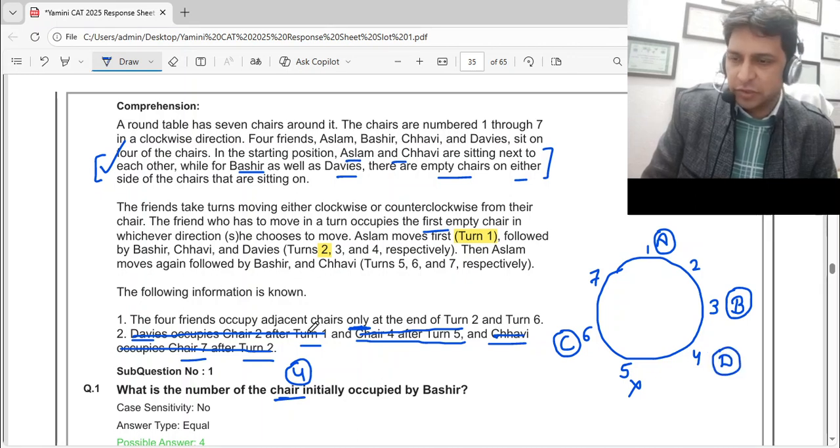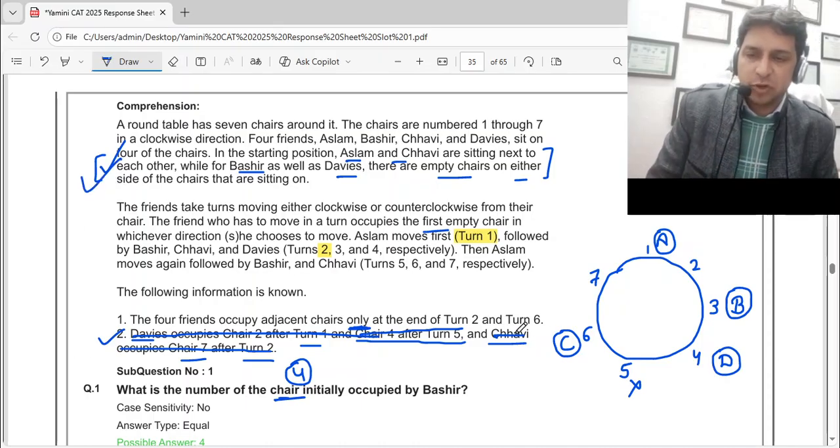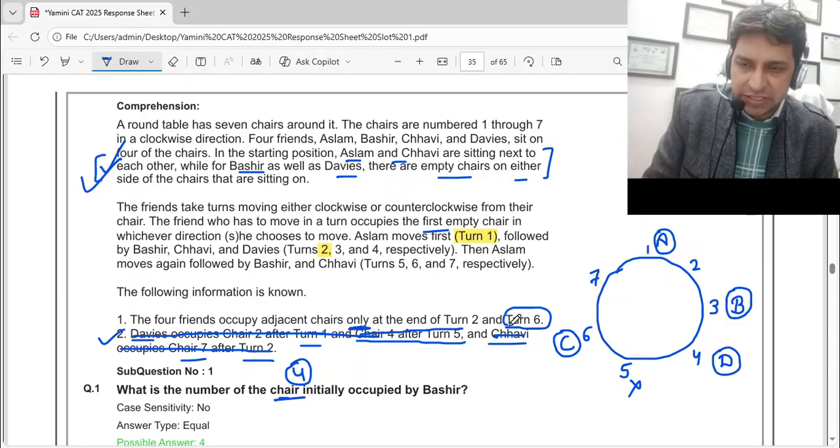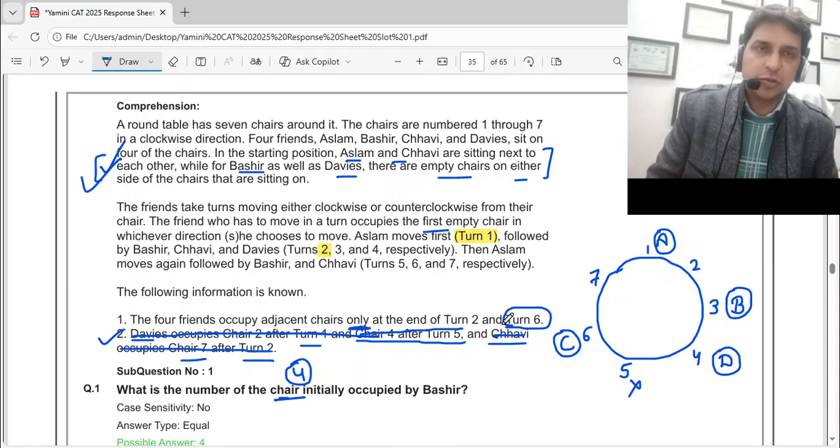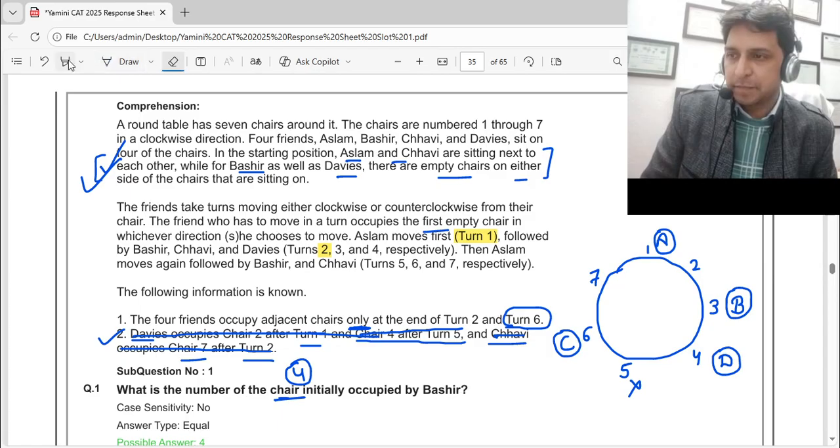Now this information has already been used. So point number 2 has been completely used. This information has been used. The one piece of information which has not been used till now is turn 6. After that also they are all together. Now this is after everybody has taken one turn each. Now 3rd and 4th have been done. Now the 5th turn is going to be taken by A.